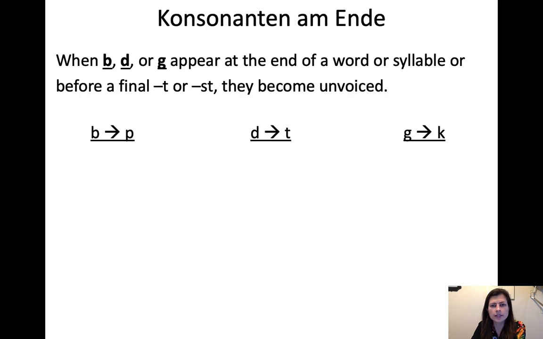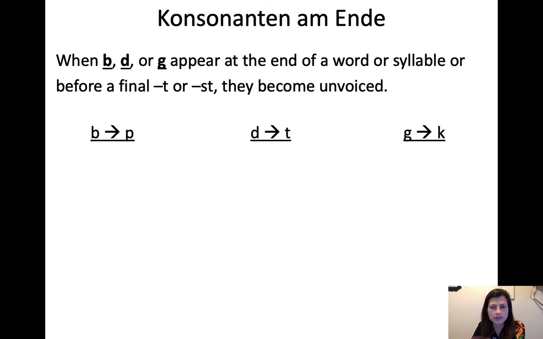Okay, consonants at the end of a word or syllable or before a final T or ST become unvoiced. So a voiced consonant is, for example, B, and then an unvoiced is P. So these are the equivalent. They're the same sound. It's the same mouth shape, but then you don't use your voice box. You don't use your larynx to make them. So that's why those two sounds exist. They're just the same sound, but with voiced versus unvoiced. So what happens is that if you see the B at the end of the word, it actually is pronounced as a P. It's pronounced unvoiced.